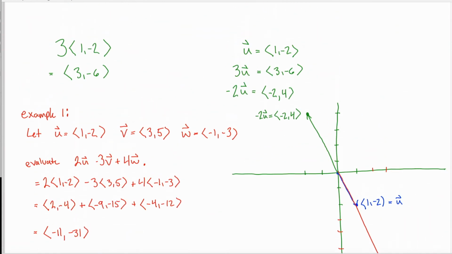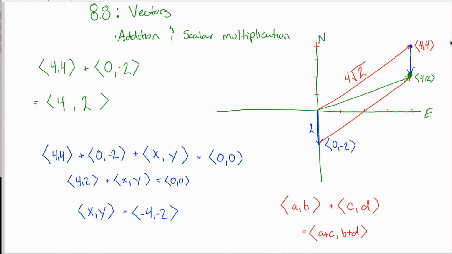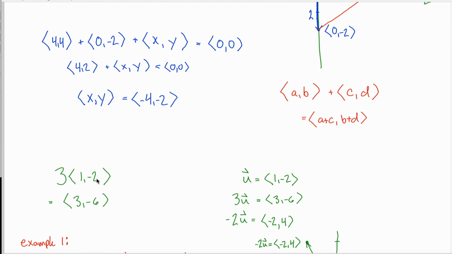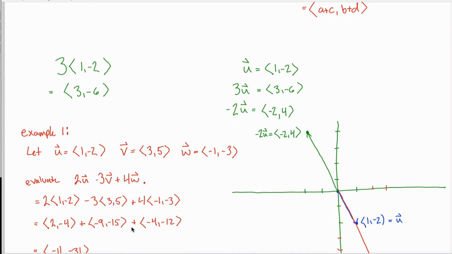But really the big takeaway for this video is understanding the two fundamental operations dealing with vectors. Vector addition, where you take two vectors and add them together, and scalar multiplication, where you take a number, aka a scalar, and you multiply that by a vector and produce a new vector. If you have the two of those down, you're in good shape.